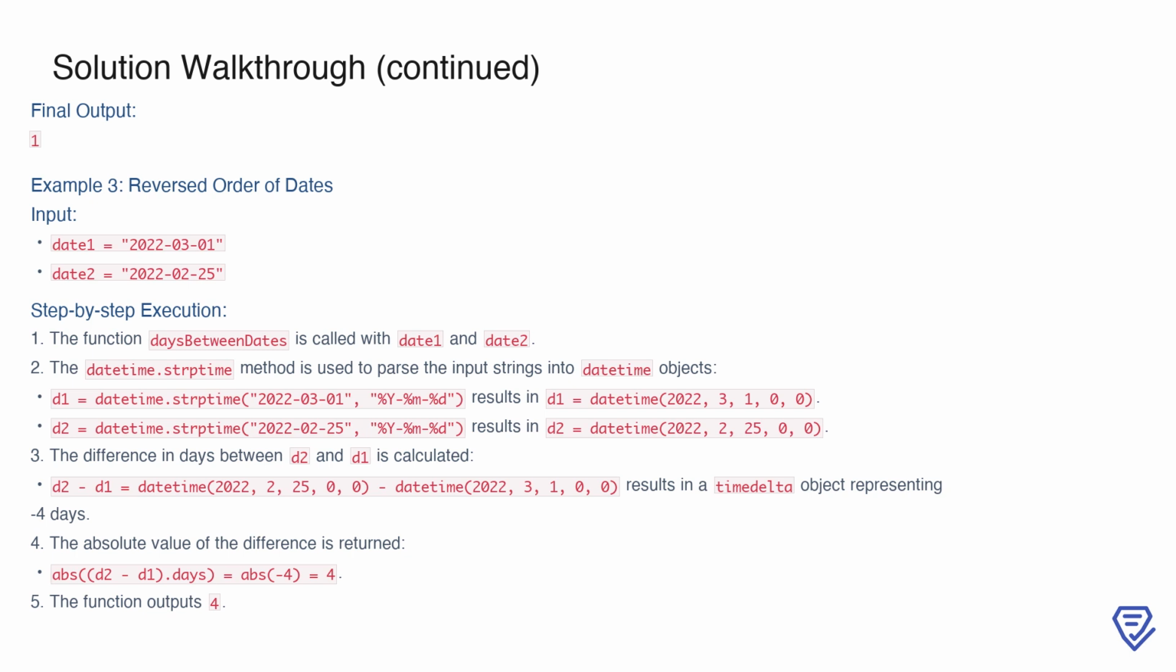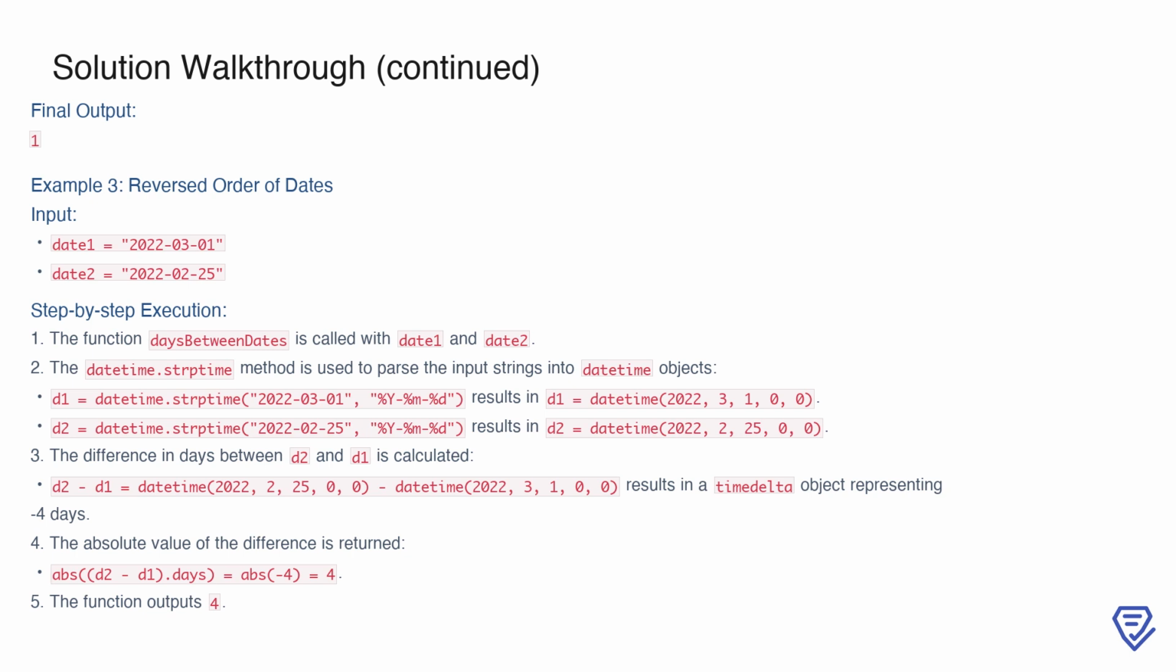Now let's look at an example where the dates are given in reverse order. The inputs are March 1, 2022, and February 25, 2022. Once again, the datetime.strptime method is used to parse the input strings into datetime objects. The first date, March 1, 2022, is converted into D1, and the second date, February 25, 2022, is converted into D2. When we subtract D1 from D2, the result is a timedelta object representing -4 days, because the first date is later than the second date.